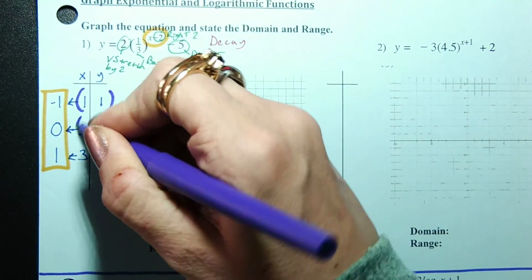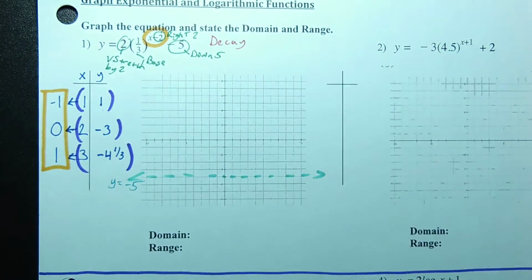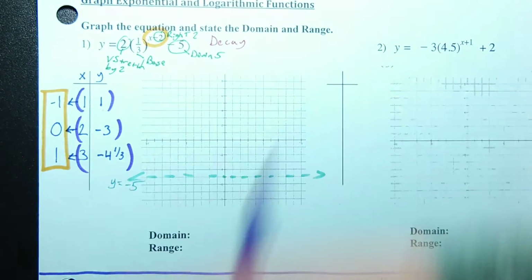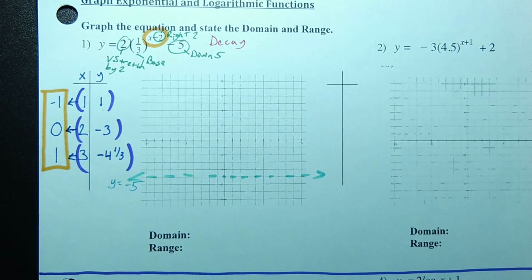1, 1. And then 2, -3. And 3, -4 1/3. Those are your XY coordinates. Do not accidentally use the power values.